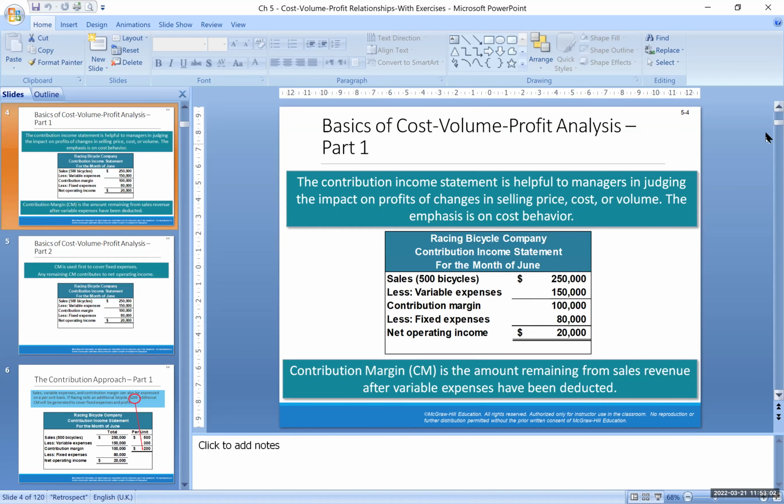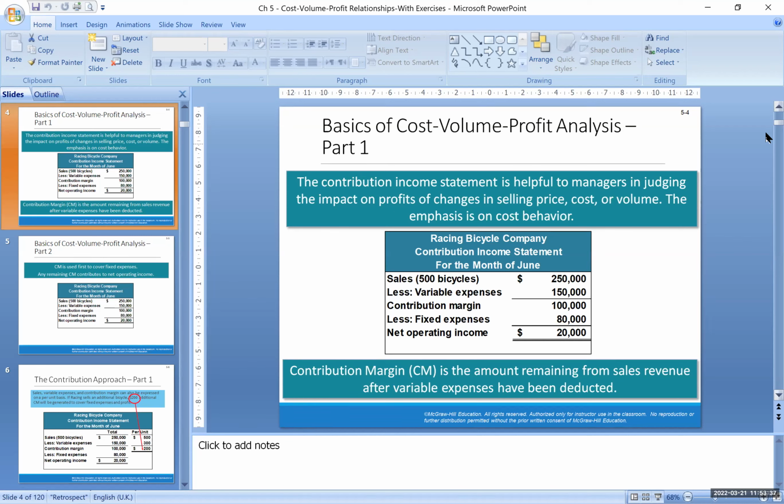Something important that I emphasized in chapter 1, just to remind you about, is the contribution format income statement. As I told you before, we will use this format for chapter 5, chapter 13, and chapter 14, and also chapter 9, which is the budgets. So I will use the contribution income statement for further chapters, starting from this chapter. Just to remind you what the contribution format income statement is.